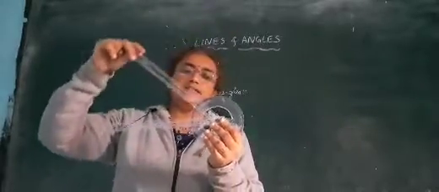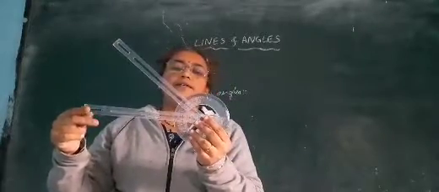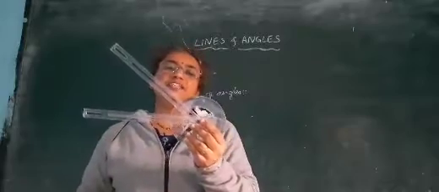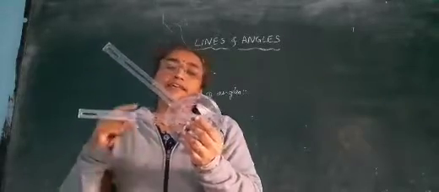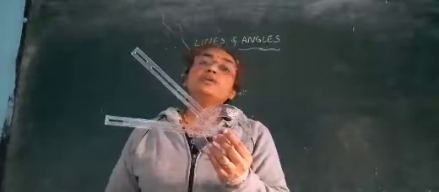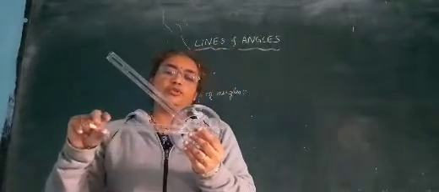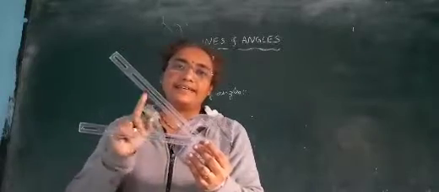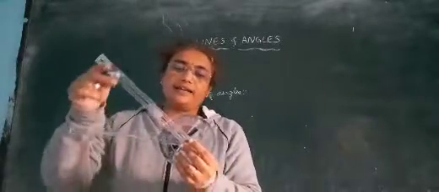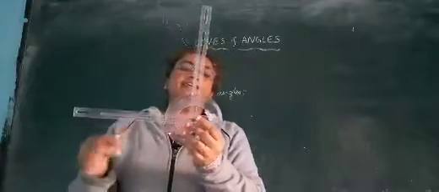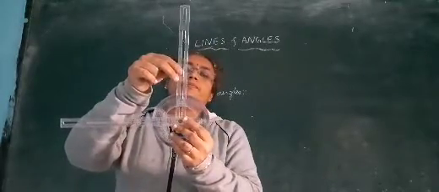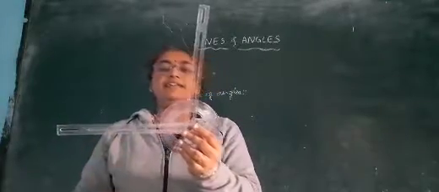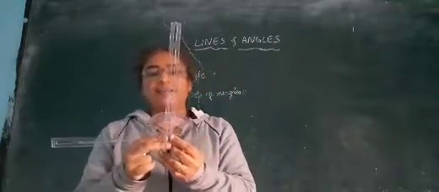Then what is the angle which measures less than 90 degrees? What do we call it? We call it an acute angle. So this is an acute angle. The acute angle measures less than 90 degrees. That is an acute angle. If it measures 90 degrees, it is a right angle.